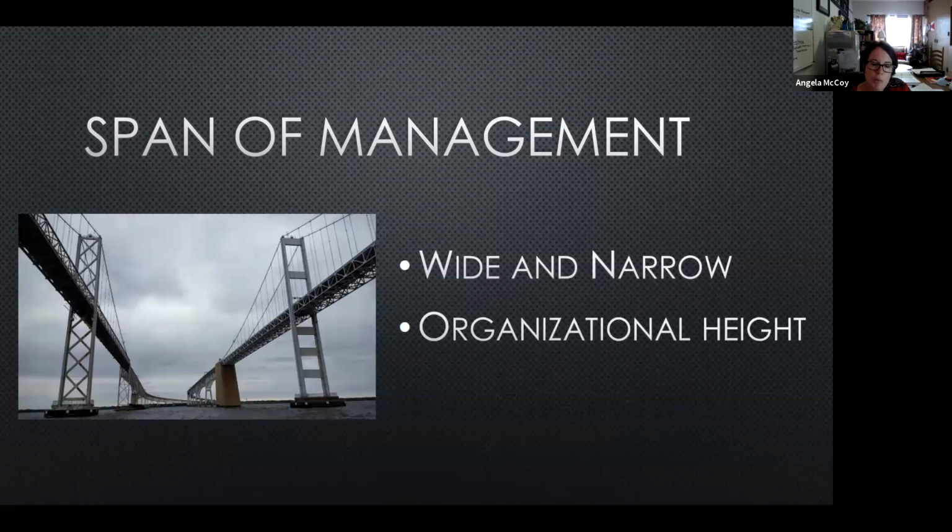Several factors will determine the type of span that is best for each particular manager. And then we also have organizational height. The height is the number of layers or levels of management within a firm. The span of management plays a direct role in determining the organizational height. See figure 7.4 in your book for an example of this. If the span of management is wide, fewer levels are actually needed and the organization is considered flat. If the span of management is narrow, more levels are needed and the resulting organization is considered tall.